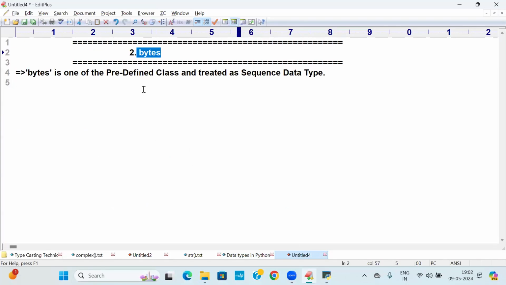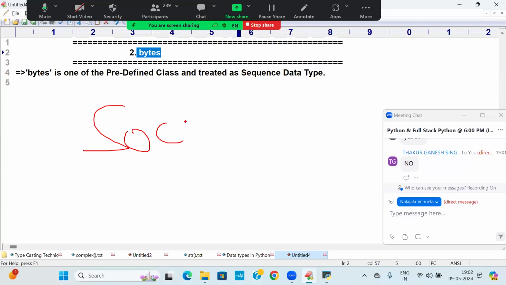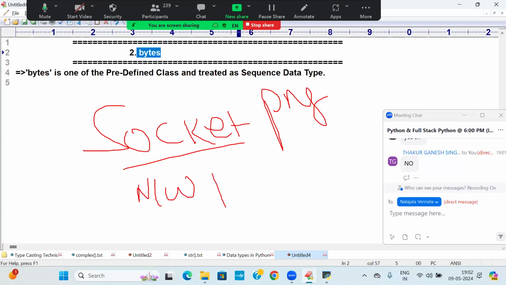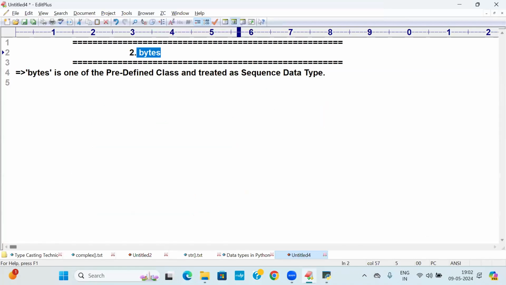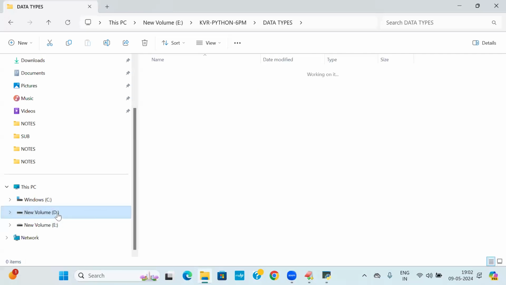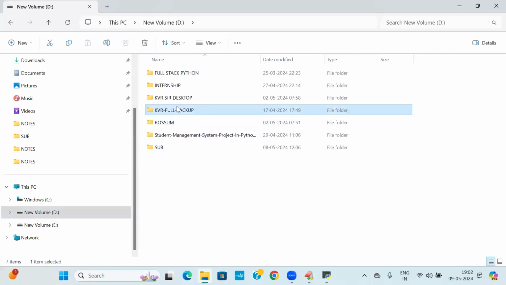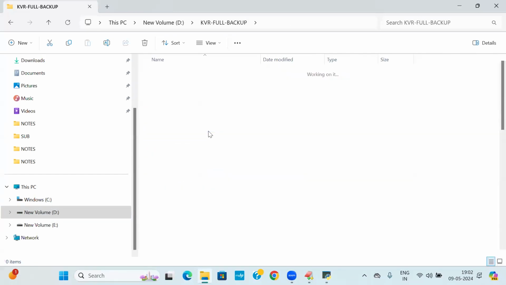And I am explaining this bytes data type very thoroughly in the beautiful programming called socket programming, which is called network programming. Just a moment, I will show you. How well I am taking into the subject, you will really wonder.